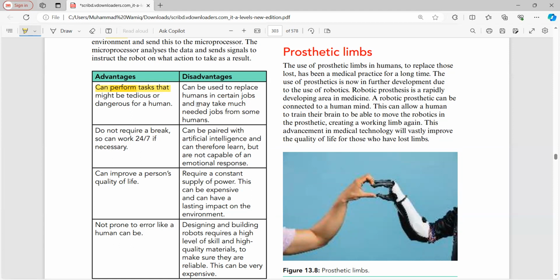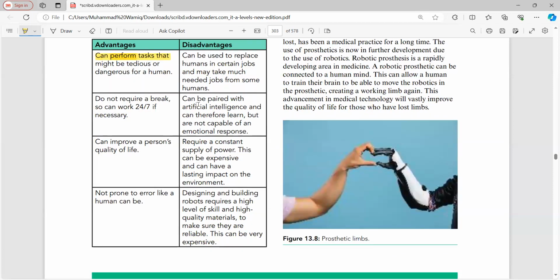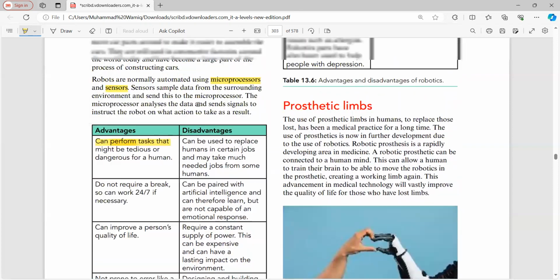It can be paired with artificial intelligence so that it can learn from past experiences. That is what machine learning is, and the machine can learn by itself. It also requires a constant supply of power, so it could be expensive, and designing and building a robot can be expensive too.